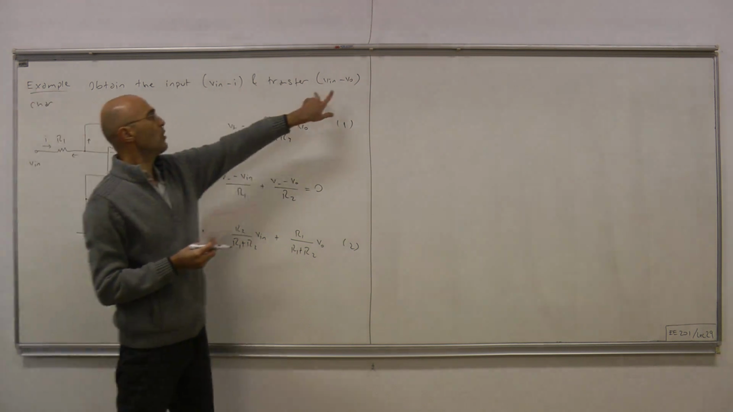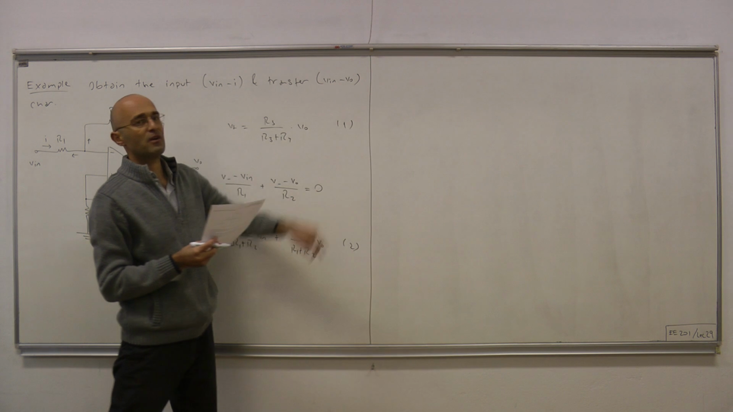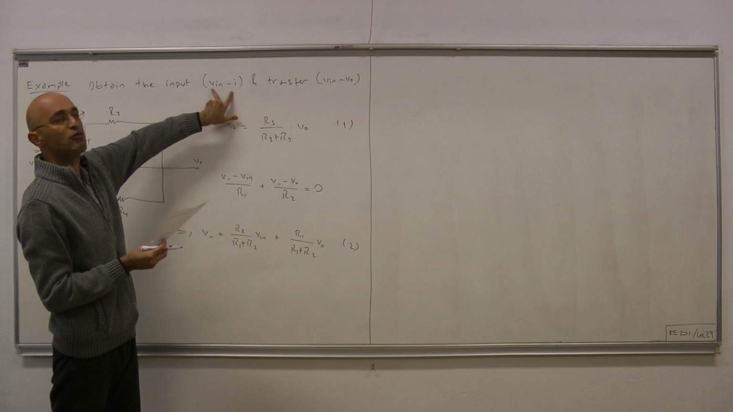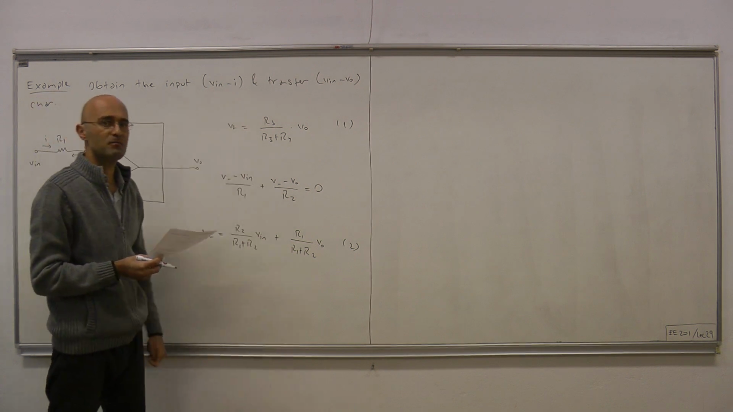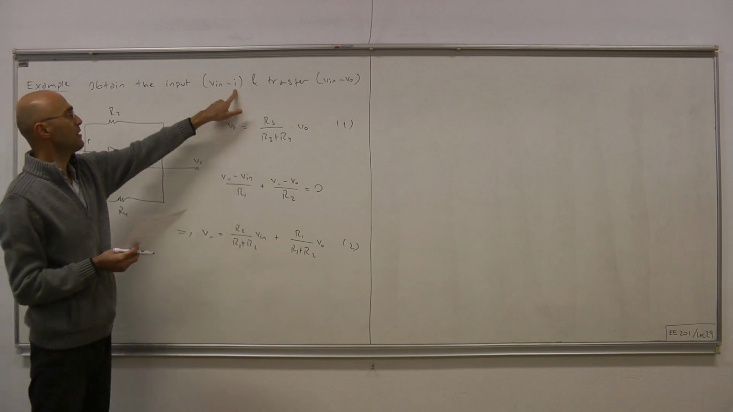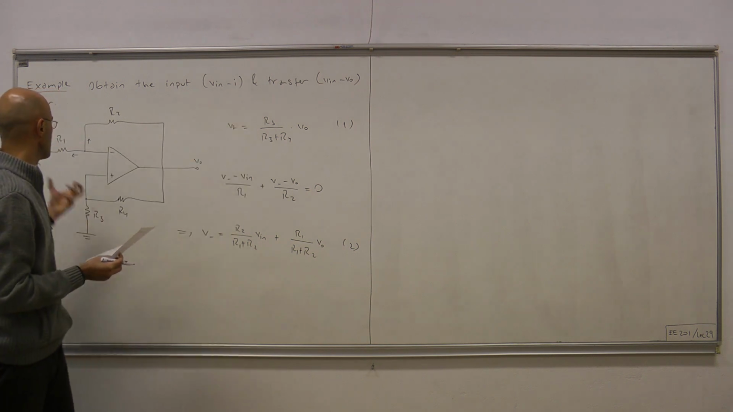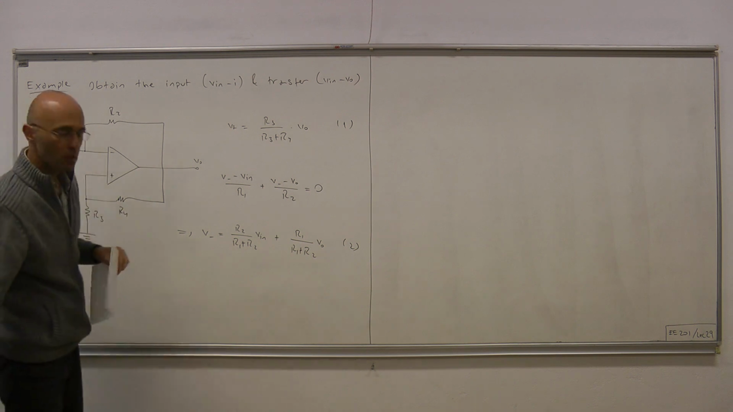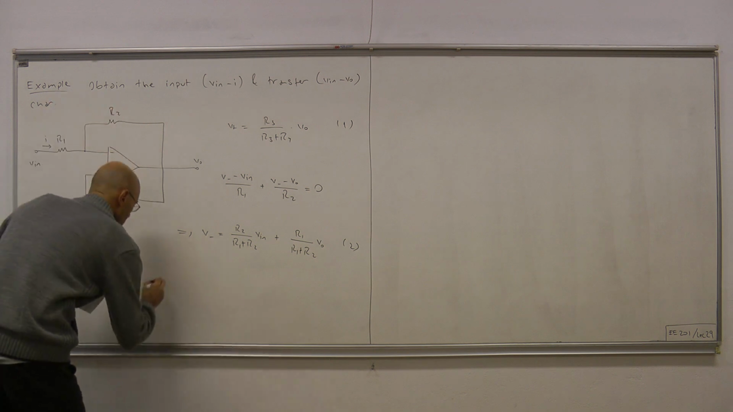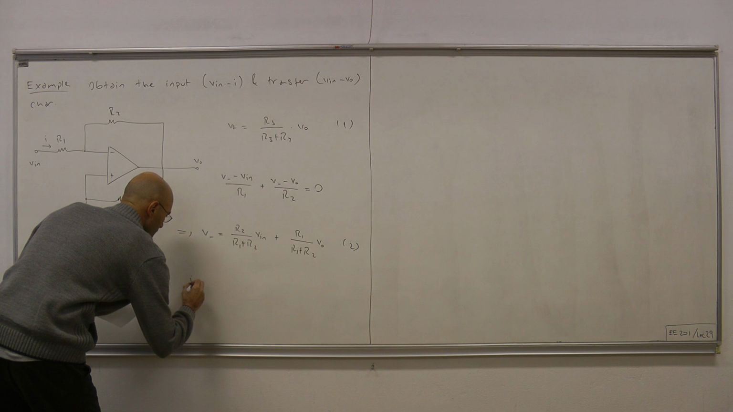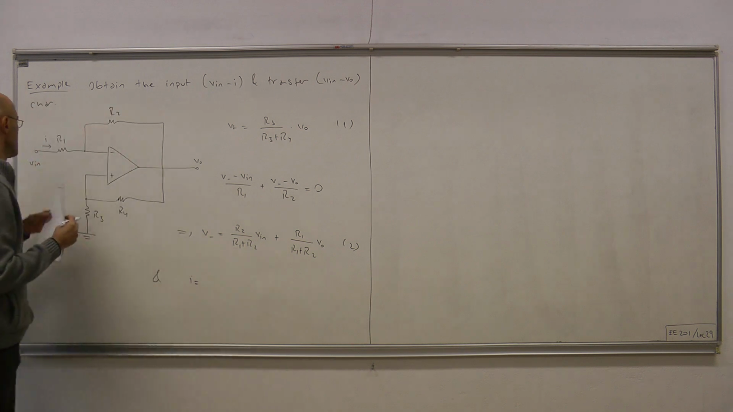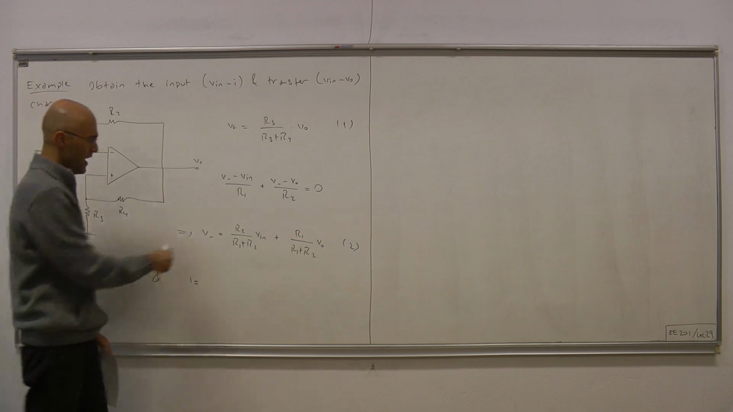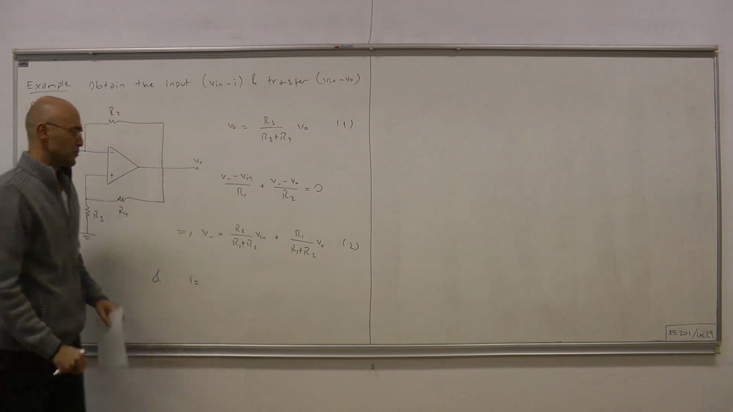If we were to obtain the transfer characteristics only, then this is what we would have needed. But we also asked for the input voltage and current relation. Therefore, let's also write the input current, the current drawn by the op-amp circuit, in terms of the input and output voltages. This current equals V in minus V minus divided by R1, and V minus is here. Therefore, from that expression, we can obtain I.